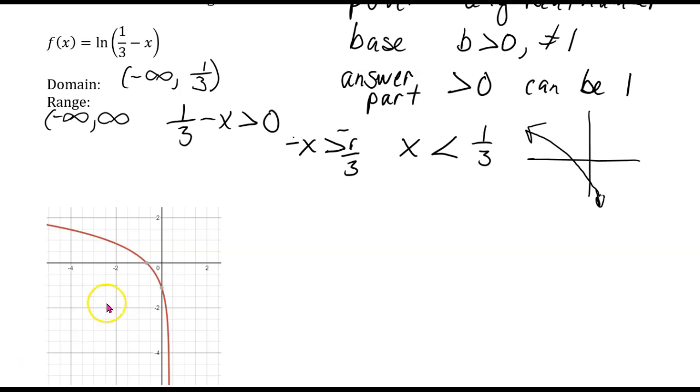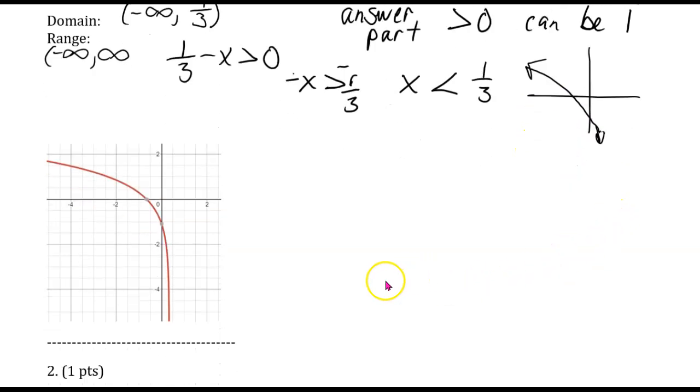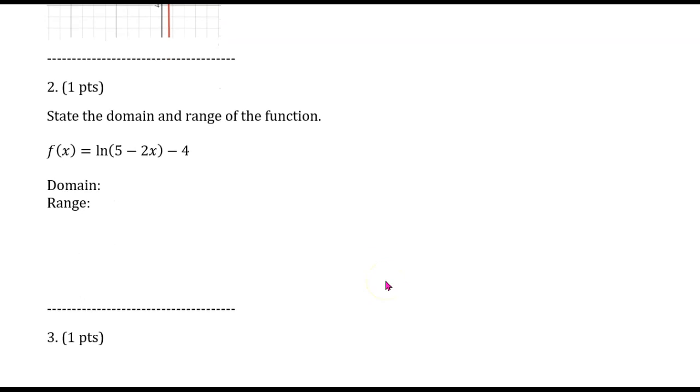Here's a better picture from Desmos that shows you what the graph looks like. And note that it does go below the origin. In my previous picture, I accidentally had it going above, so I've fixed it for you here. Now let's take a look at the next problem.